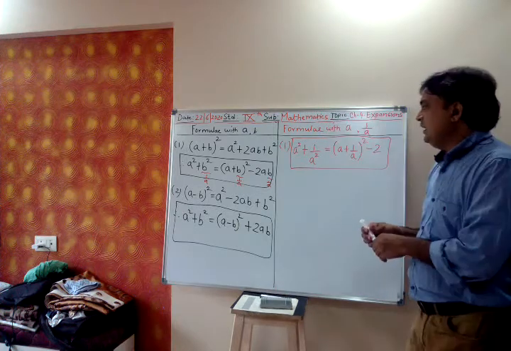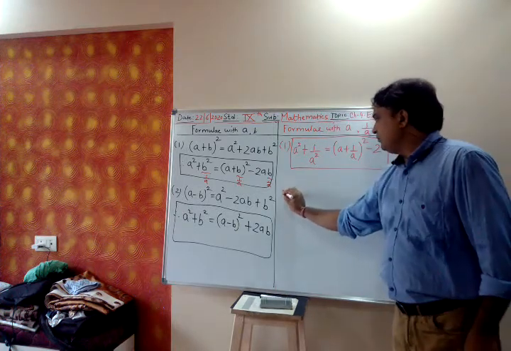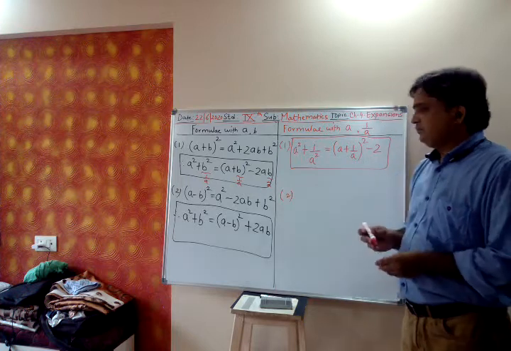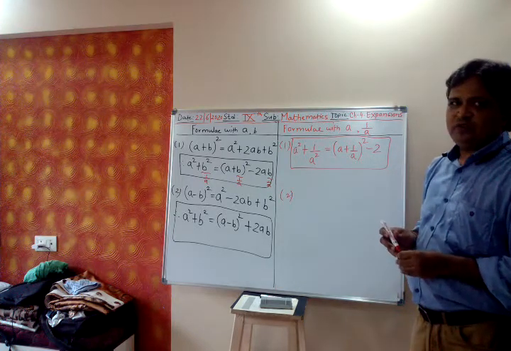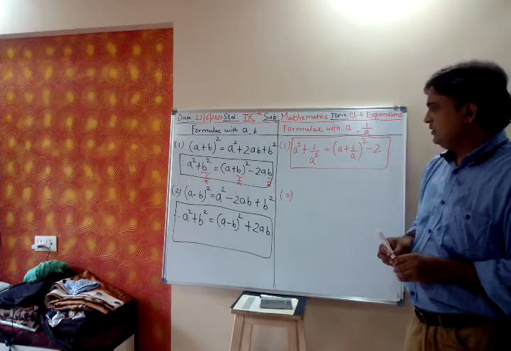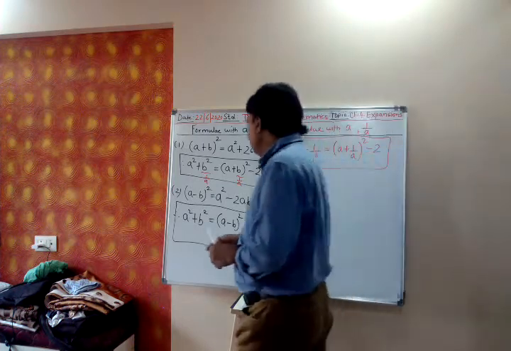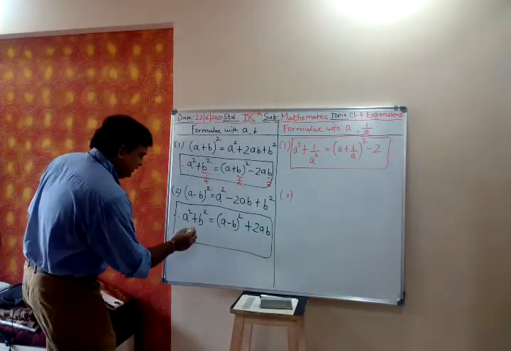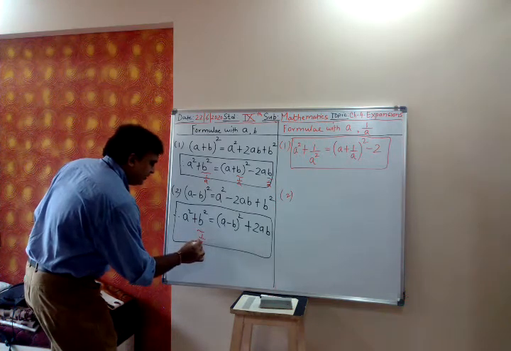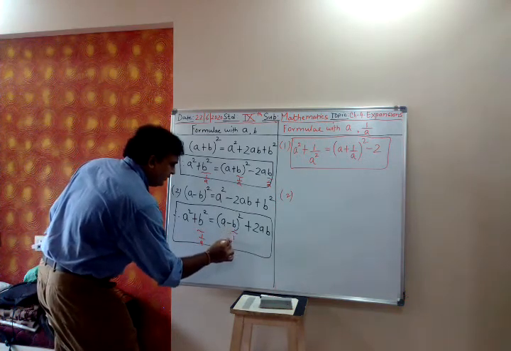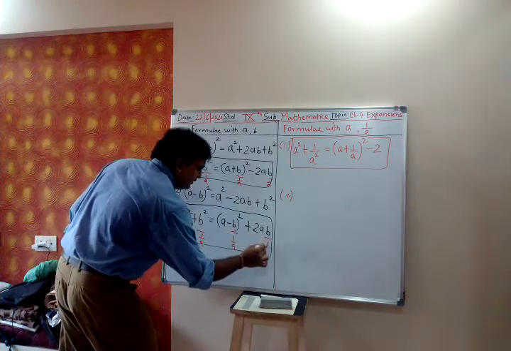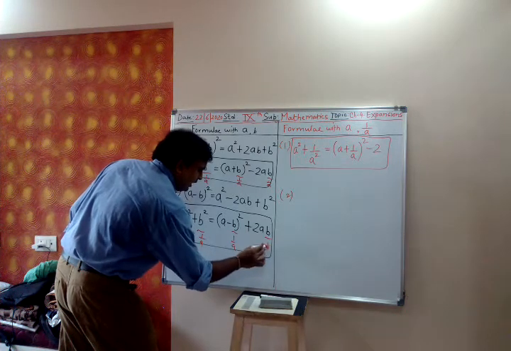Now the same formula I will write for... who is creating the disturbance? Now in place of b I will write 1 upon a.